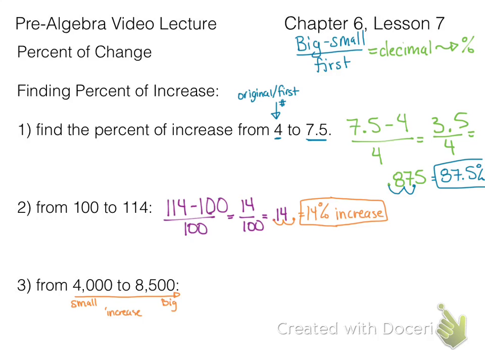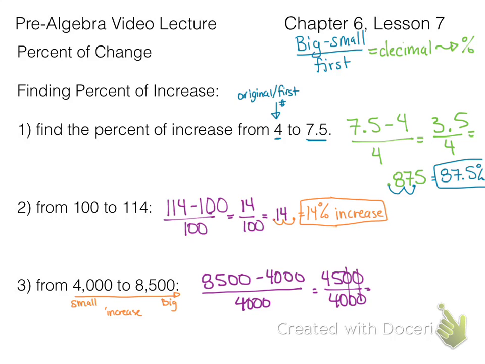We'll talk about decrease in just a second, but it's the exact same formula: big minus small over first, and then convert the decimal to a percent. So 8,500 minus 4,000 divided by 4,000 is going to give you 4,500 over 4,000, which you can simplify to 45 over 40, which is equal to 1.125 as a decimal, not as a percent. Then when you move it over 2 places, it gives you 112.5%. So we're definitely increasing quite a bit there, by 112.5%.